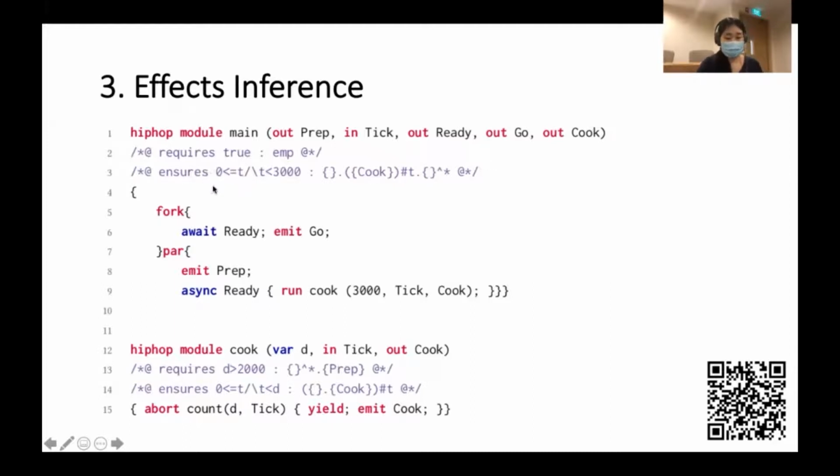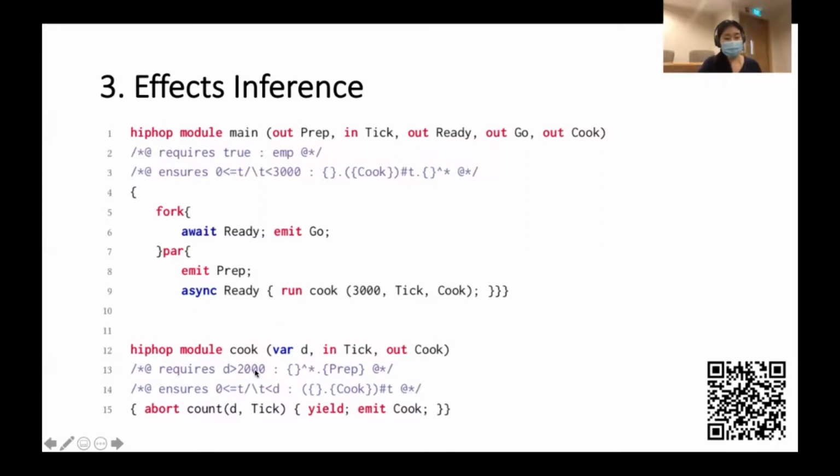In the main function, firstly, the main function will generate two threads. The first one is waiting for the ready signal to be triggered, then emits go. In the second thread, we will emit the prepare signal first, and we have an asynchronous function call to call this function cook with certain parameters. And after this program runs, we will trigger an event ready to indicate that this asynchronous program has finished.